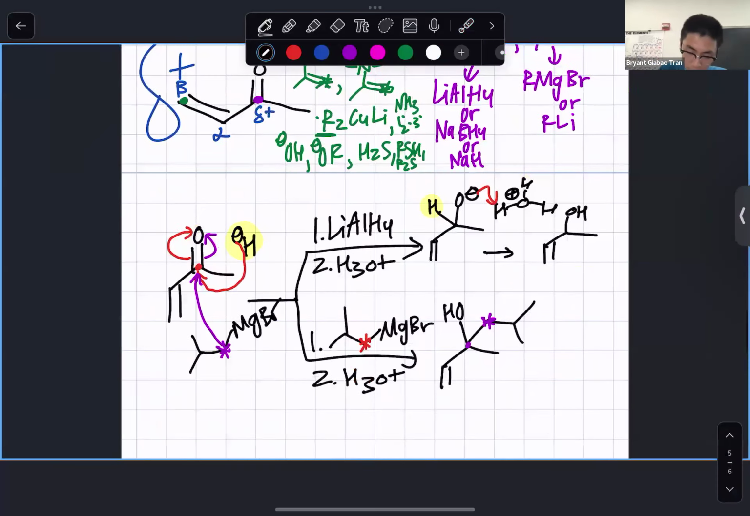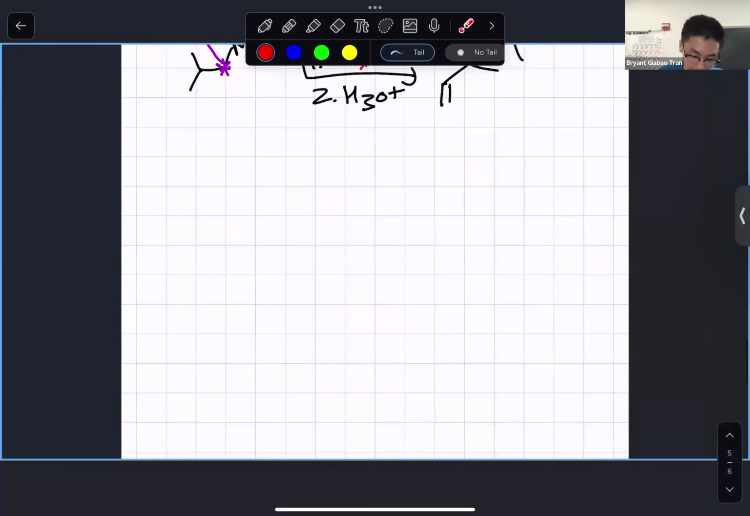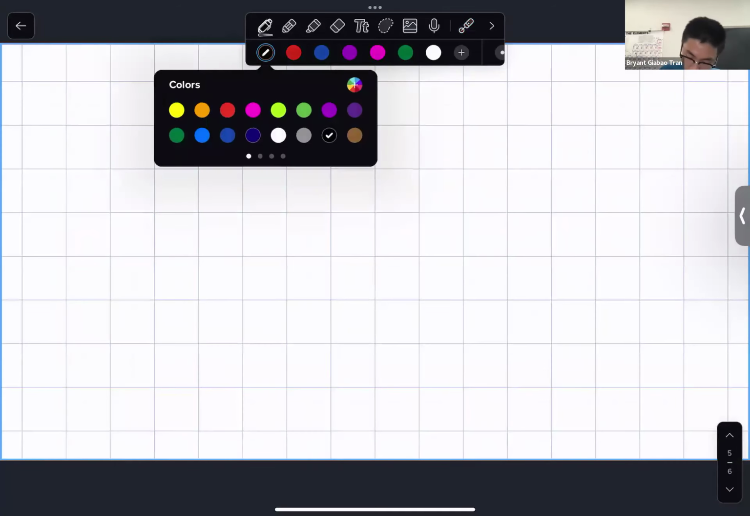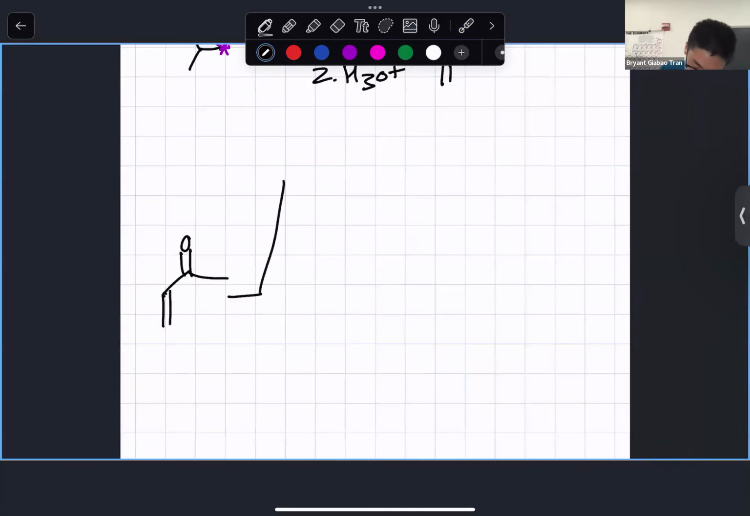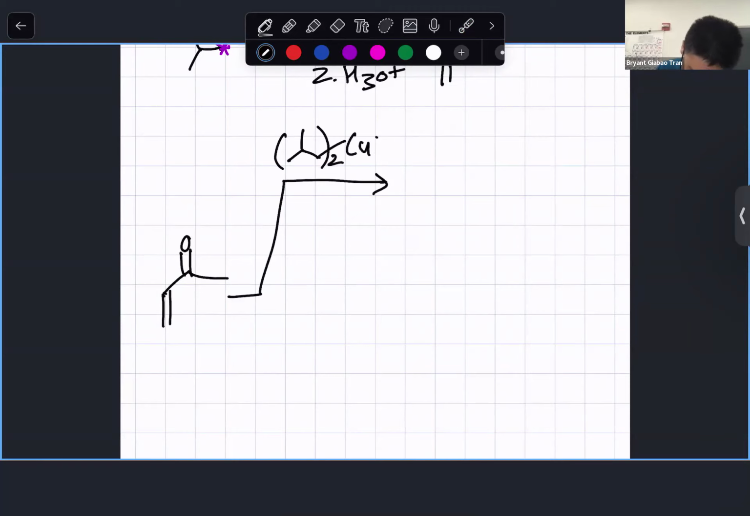This right here was using hard nucleophiles, which attack the carbonyl carbon of the enone. Now let's say we have another enone, and in this example, we're going to react it with this group, R2CuLi, then H3O+.